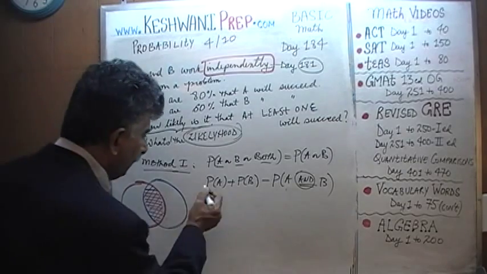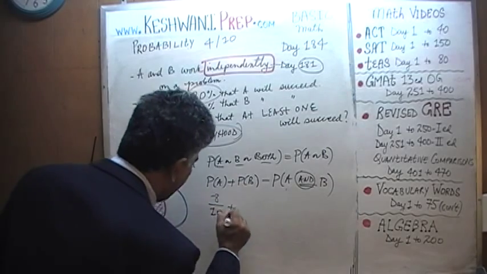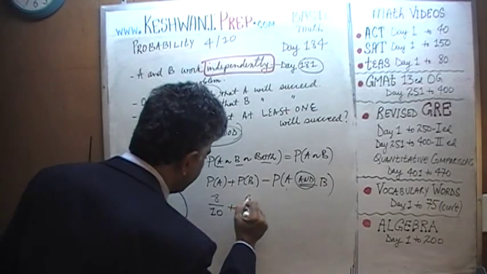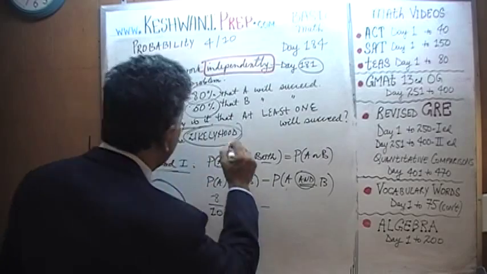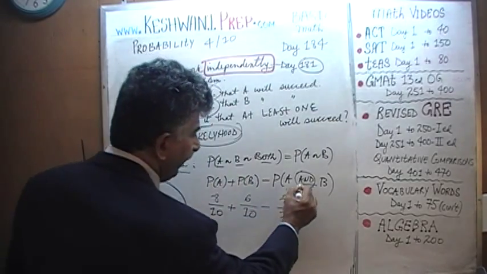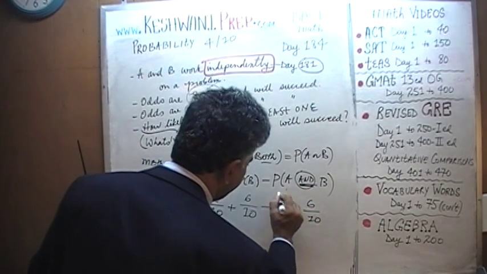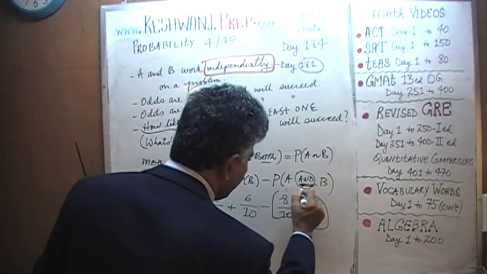So let's finish it up. The odds of A happening, we are told, is 80%, which is 8 out of 10. The odds of B happening, we are told, is 60%, which is 6 out of 10, minus the odds of A happening, which is 8 out of 10, times the odds of B happening, which is this. Again, going from here to here.